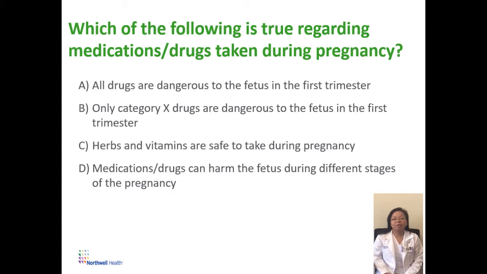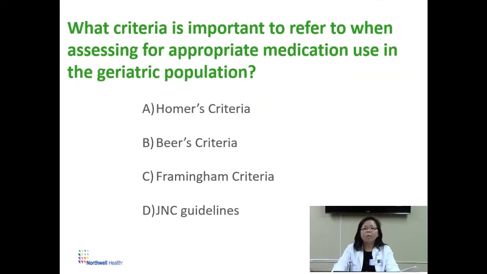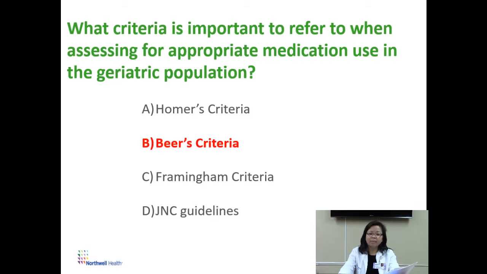Which of the following is true about medications taken during pregnancy? And the answer is medications can harm the fetus during different stages of the pregnancy. What criteria is important to refer to when assessing for appropriate medication use in the geriatric population? The answer is Beer's criteria. This is a list of medications to avoid for the elderly.